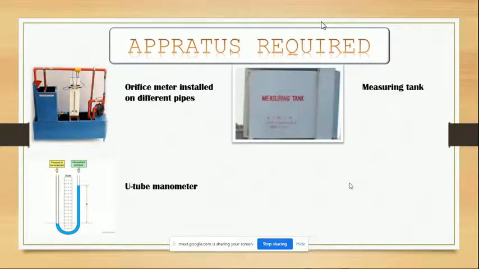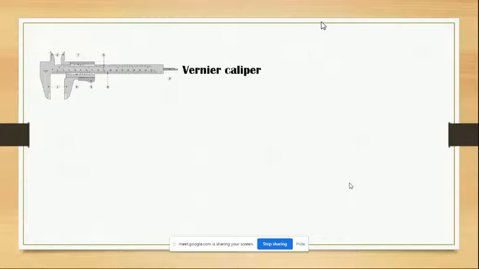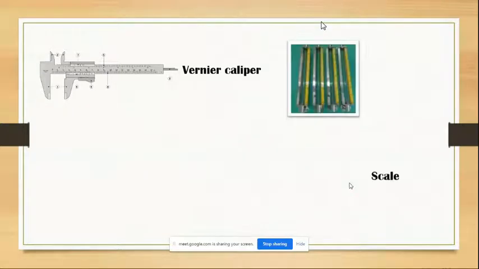Next is the measuring tank, which we use to measure the volume of the liquid, and we use a stopwatch to calculate the time required for the liquid to reach a certain height. Then we use a vernier caliper so that there is no error in our measurement, and also to calculate the diameter of the pipes. And a scale is used to measure the readings of the differential manometer.